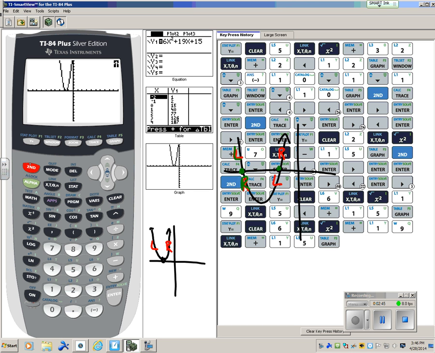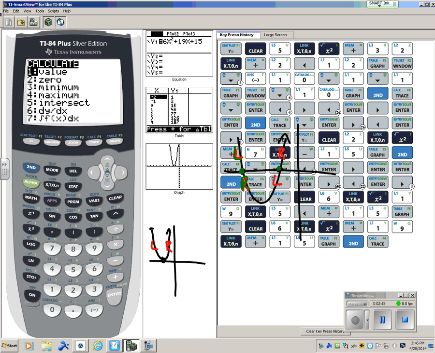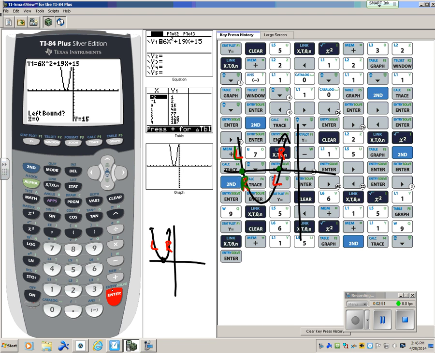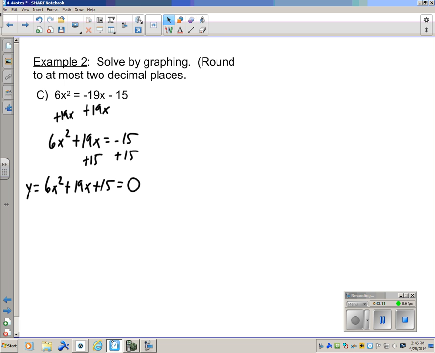So I'm going to go second calc, go down to 0 or root or x-intercept. It's saying it's way up there at 0, 15, so I need to bring it down, so I got to use my left arrow. Bring it around. I'm on the left side now. I'm going to hit enter. I'm going to bring it over to the right side of the point. I'm going to hit enter. Enter one more time. It's telling me it's -1.5. So x equals -1.5.